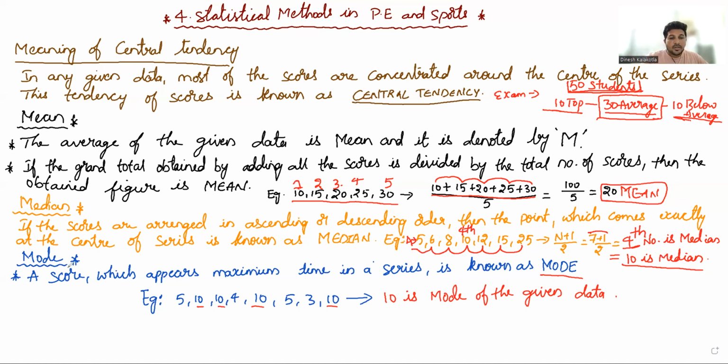మోడ్ అంటే, మనకి ఇచ్చిన డేటాలో ఏదైనా ఒక స్కోరు ప్రతిసారి రిపీట్ అవుతుంటే దాన్ని మనం మోడ్ అంటాం. ఇప్పుడు మీరు ఇక్కడ చూస్తే 5 10 10 4 10 5 3 10 ఉంది కదా. సో దీంట్లో ఎక్కువసార్లు ఏది రిపీట్ అయింది? 10, 10, 10 అండ్ 10. సో 10 ఈజ్ ద మోడ్ ఆఫ్ ద డేటా. సో ఈ 10ని మనం మోడ్ అని అంటాం.